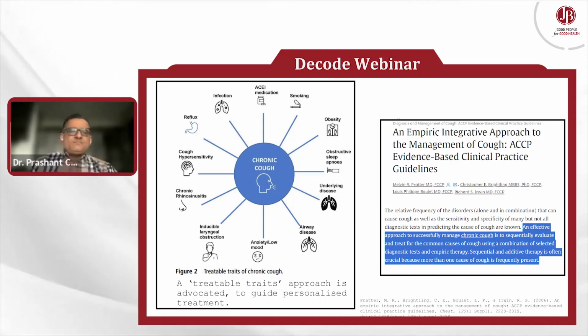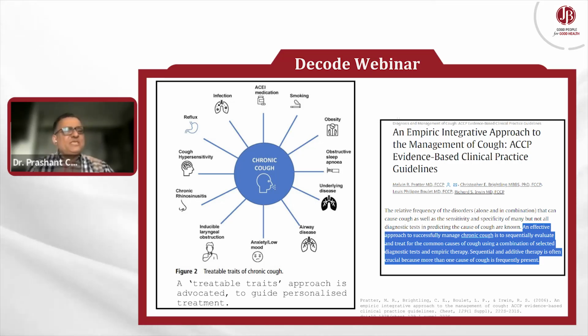So the person who has led this is Richard Irwin. We know he's been the former editor-in-chief of CHEST, and his area of interest has been cough. So now this is a very good figure for understanding chronic cough. This figure talks about treatable traits of chronic cough, and what are those? First, let's start here. You look at medication, ACE inhibitors. So you need to identify that.